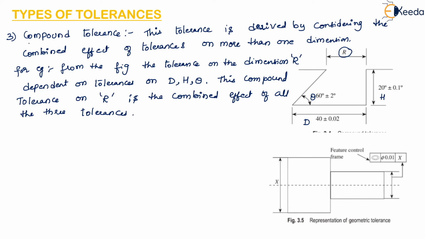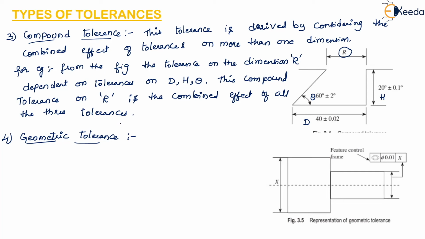Now the fourth type of tolerance is the geometric tolerance. It is necessary to specify and control the geometric features of a component such as straightness, flatness, roundness, etc., in addition to the linear dimensions. Geometric tolerances are concerned with the accuracy of the relationship of one component to the other, and it should be specified separately. So what is geometric tolerance?